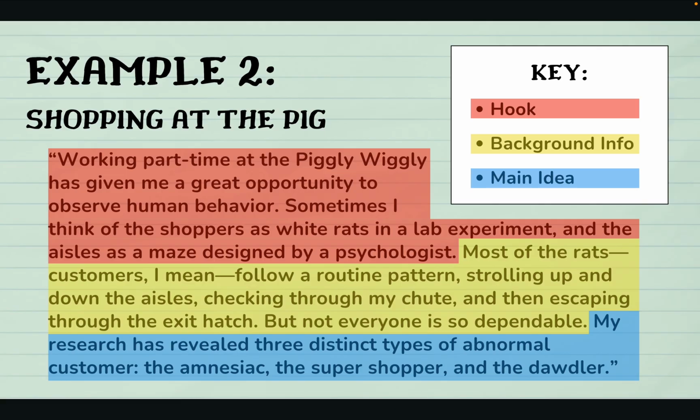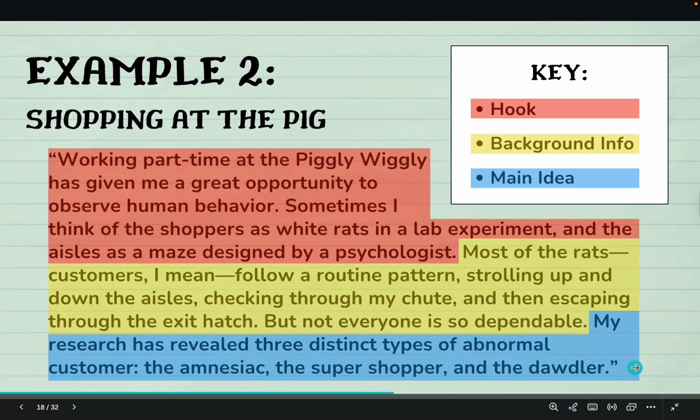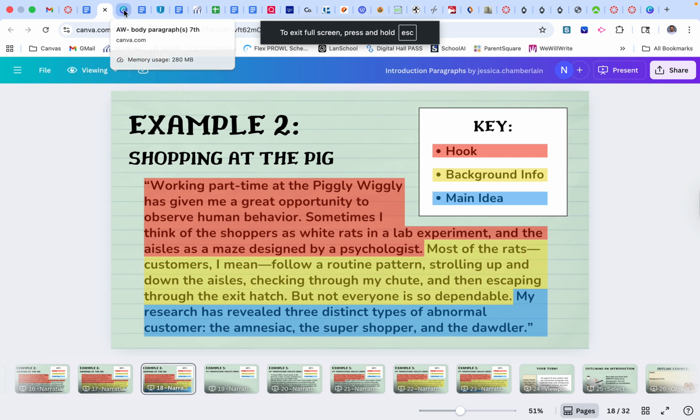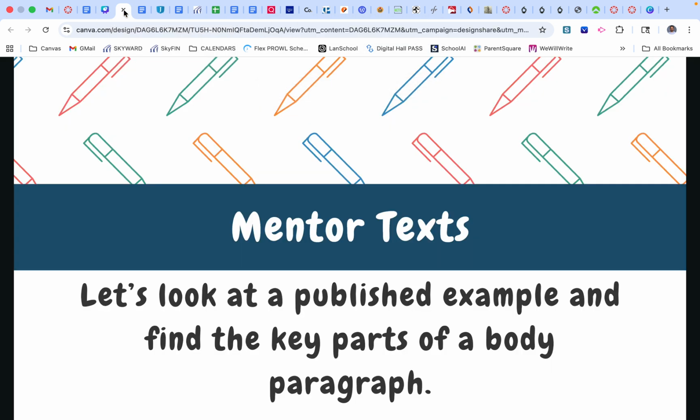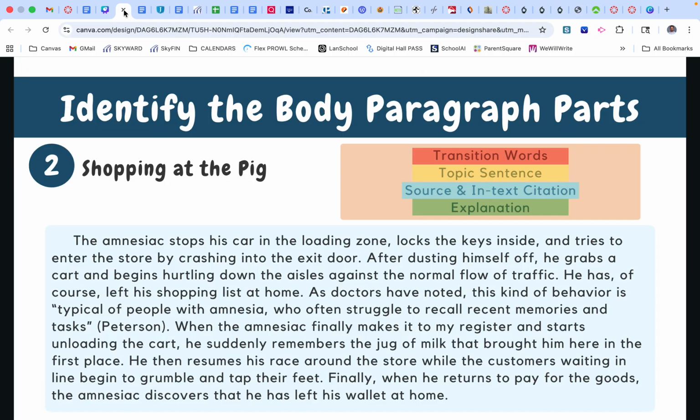So in this person's writing, those reasons or ideas are right here. What they're saying is that there are 3 different types of people that come in to shop. And each one of these is going to get their own paragraph. Those are the reasons. So now that you have that context, let's go back into our body paragraph. So you've got that. Now we're going to identify the body paragraph parts. We're going to look at your transition words, a topic sentence, in-text citation, and explanation. Okay?